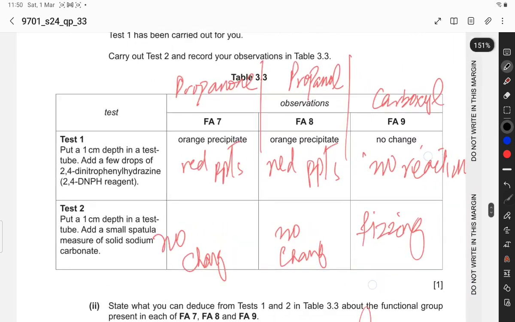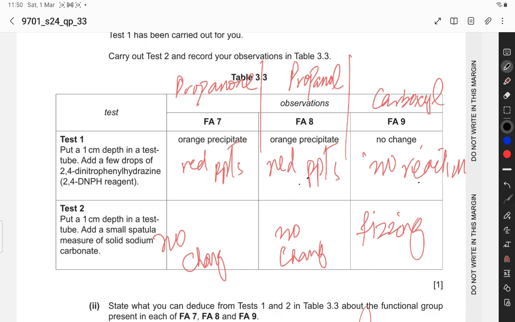So these are our tests for organic compounds. Put a 1 cm depth in a test tube, add a few drops of 2,4-dinitrophenylhydrazine. If red precipitates are formed, it confirms that carbonyl compounds are present. So Fa8 gives an orange red precipitate. Again, carbonyl is confirmed, so there is no reaction for the carboxylic acid.